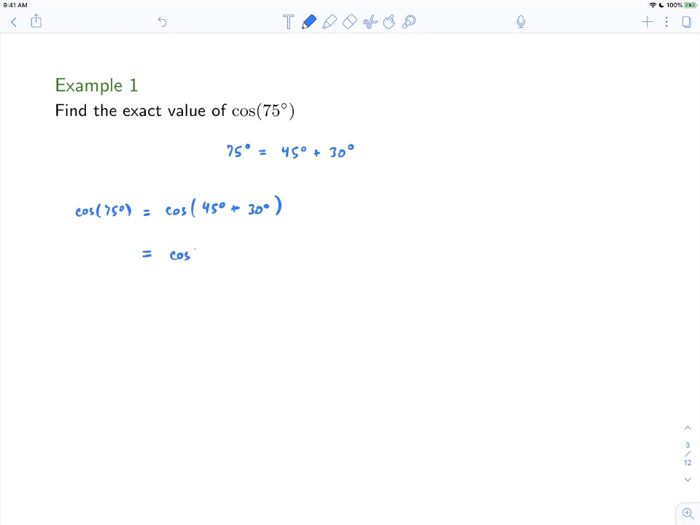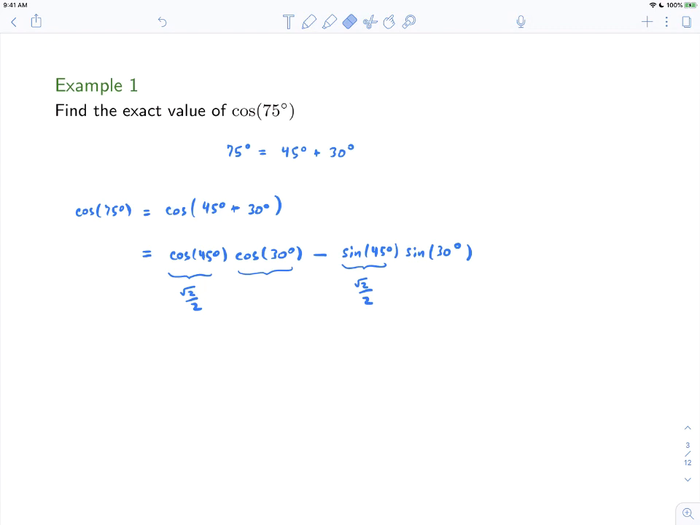That will be cosine of 45 degrees times cosine of 30 degrees. And cosine is the one that turns the plus into the minus sign. And then it will be sine of 45 degrees times sine of 30 degrees. It's the product of the two cosines minus the product of the two sines. Now each of these we can compute. Cosine of 45 degrees, that's the square root of 2 over 2. Sine of 45 degrees is also square root of 2 over 2. What about cosine of 30 degrees?